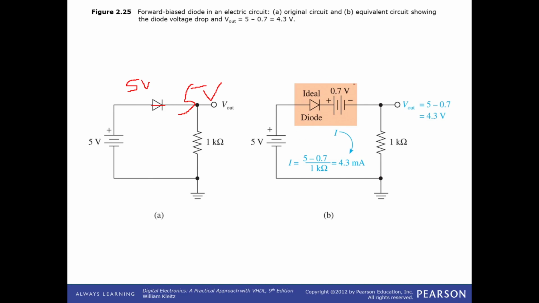But because of that 0.7 volt drop, you can actually imagine it as an ideal diode, a perfect short, however, there's this 0.7 volt reverse voltage that's basically subtracting 0.7 volts from your original source voltage, which in this case is 5. So 5 would drop down 0.7 volts as it crosses the diode, and therefore this V out node would be at 4.3 volts.